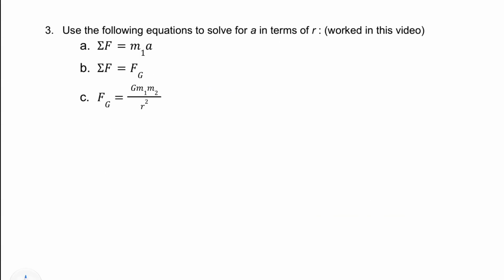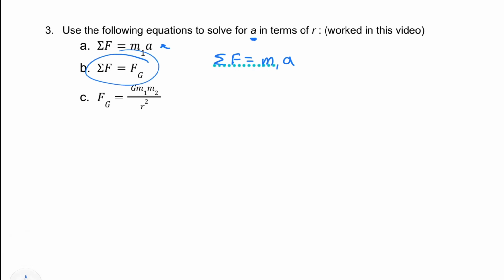Question 3, use the following equations to solve for a in terms of r. So we need a by itself in terms of r. Let's start with this first equation right here. We've got sigma f equals m1 times a. We know that we want a in the end, so we want to keep that. So we'll combine some other equations in there.